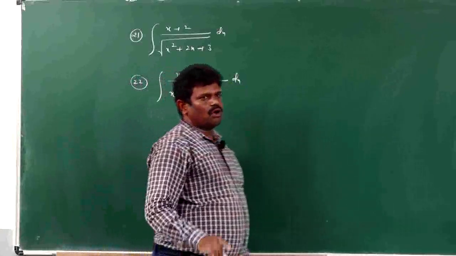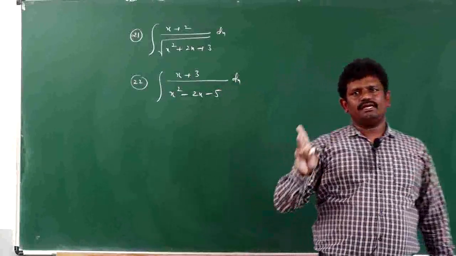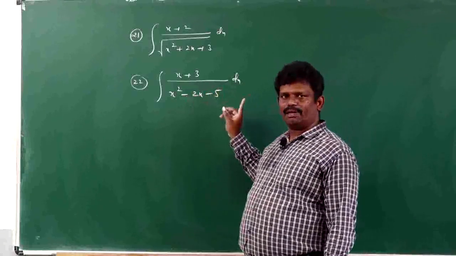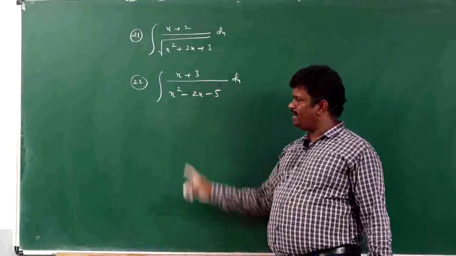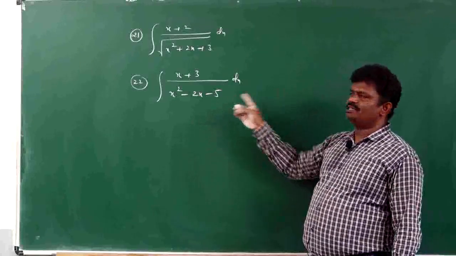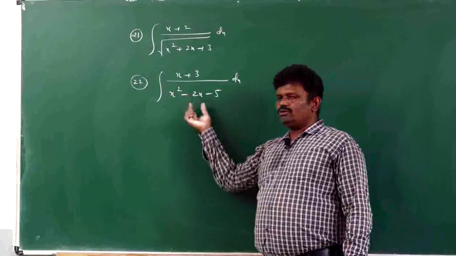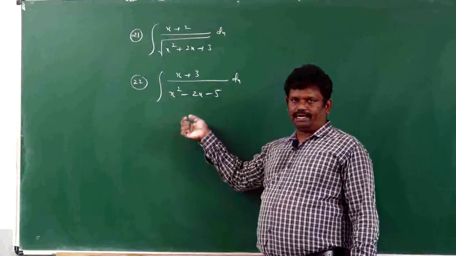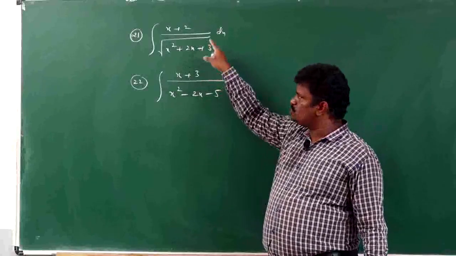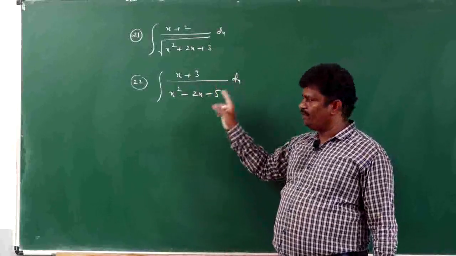Okay? I already explained these questions, models 19, 20, and 18. So this is the 18th model. As it is, we apply the 18th model: numerator is equal to a into d by dx of the denominator plus b, and we find the a value and b value and substitute, the same method as the 18th question, for 22nd, 21, and the 19, 20 models. So you do these two questions, 21 and 22, and find the solutions.